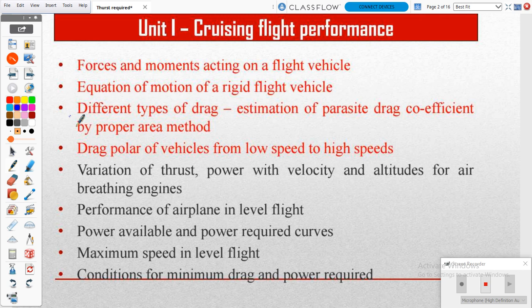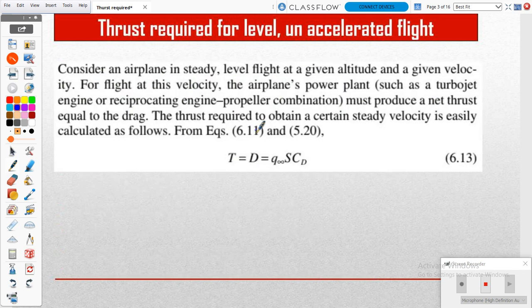So now we are looking at our thrust forces, the thrust required for our level flight as well as unaccelerated flight. So we are going to deal with that. We already know the steady state condition or steady level flight, that is lift equal to weight, thrust equal to drag. This is our first assumption to derive this concept.